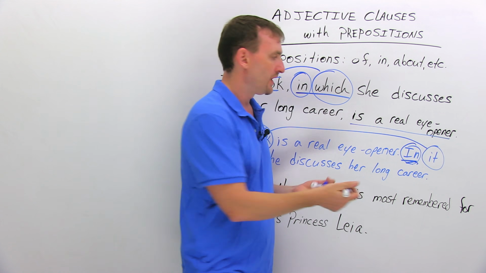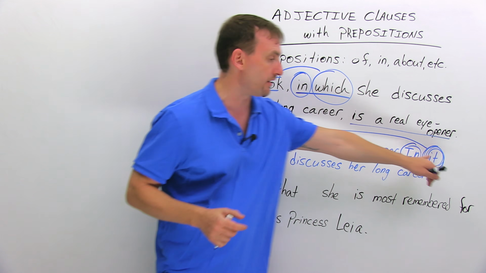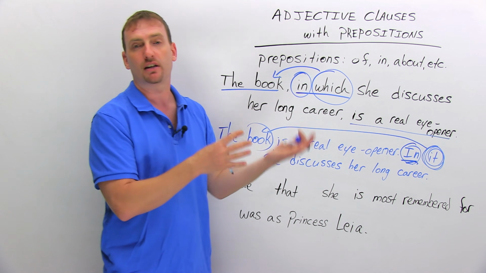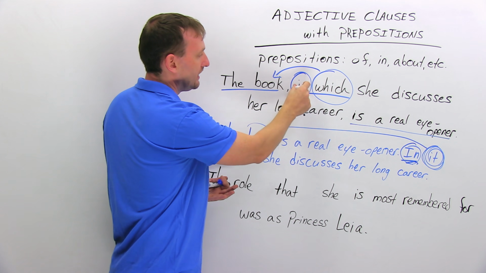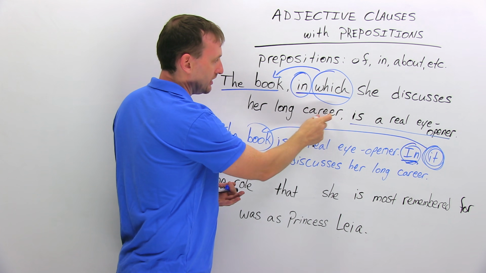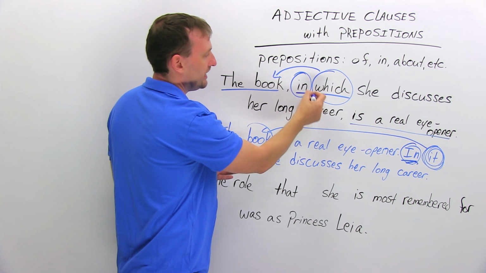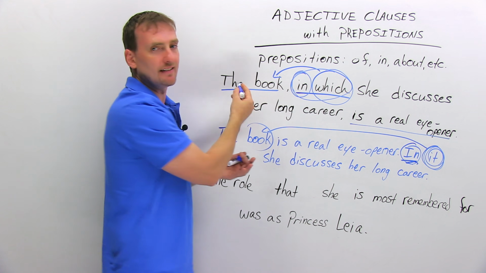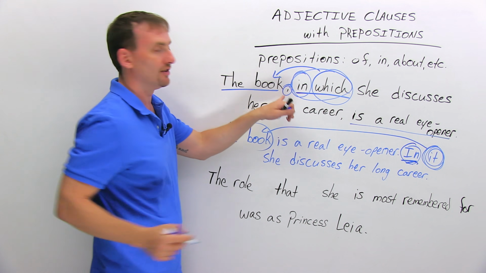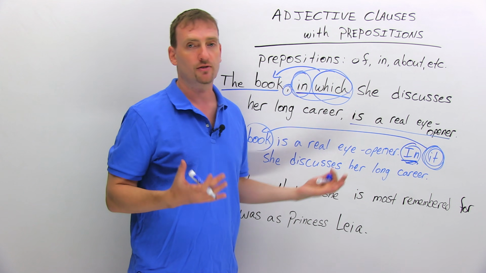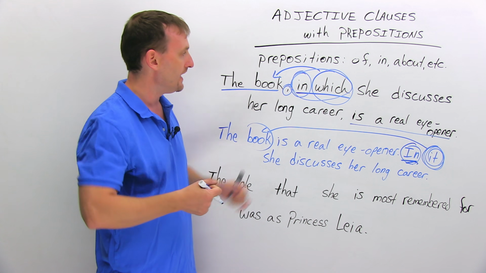And what do you do? You're going to replace the subject, "it" in this case, or "in the book", and you're going to put a relative clause, "which". In which, the book, in the book, she discusses her long career. The book is a real eye-opener. So it's the exact same meaning, and I'm just putting the relative conjunction right next to the noun it is describing. And notice, I can do this with a non-defining adjective clause. I can also do it with a defining adjective clause, and we're going to look at that in a moment. Okay? So that's the key.